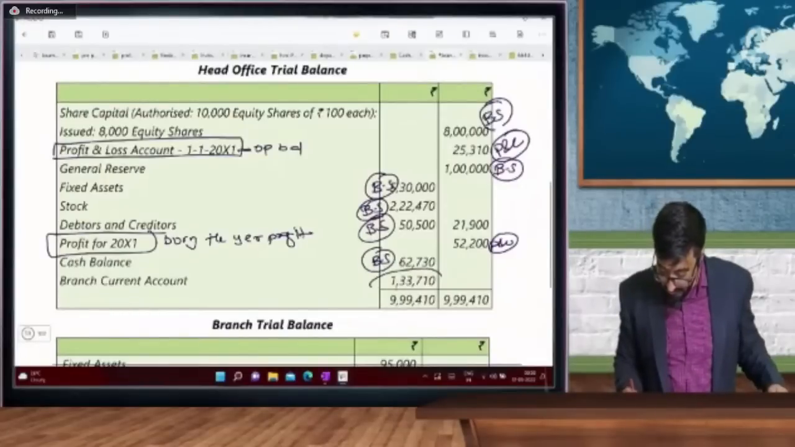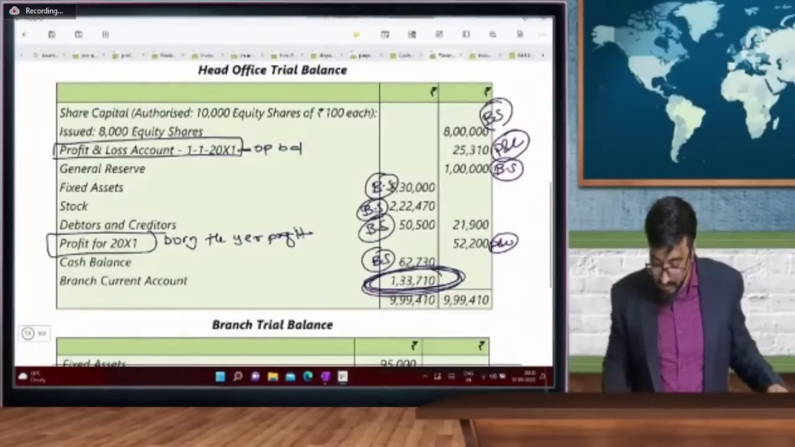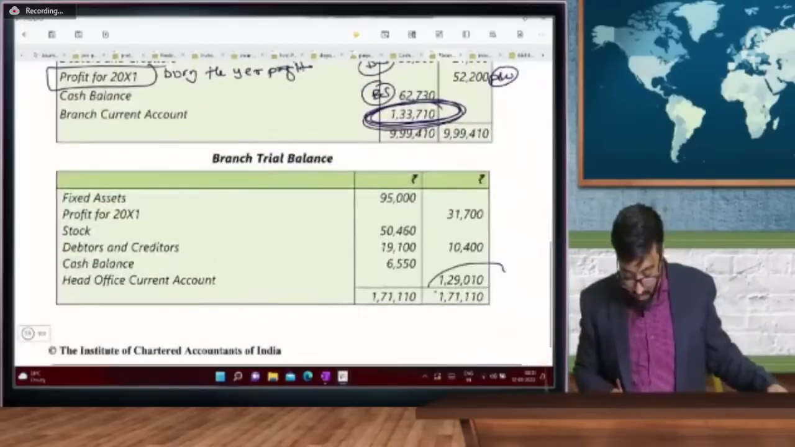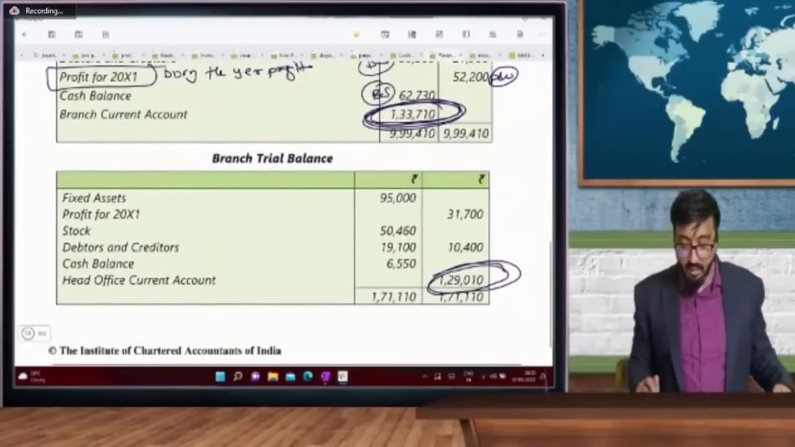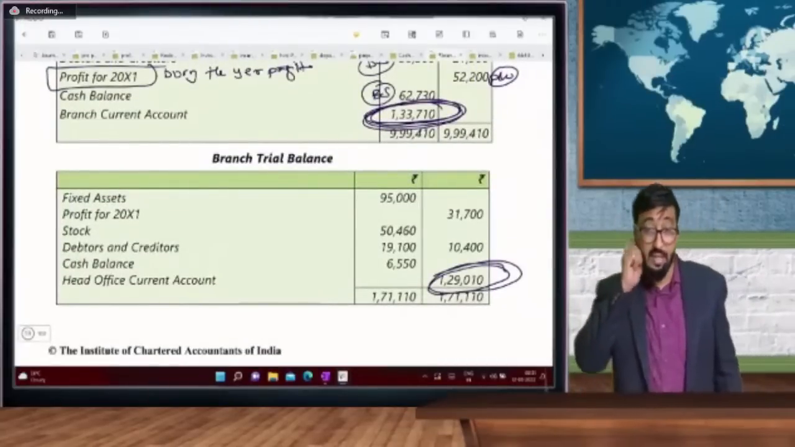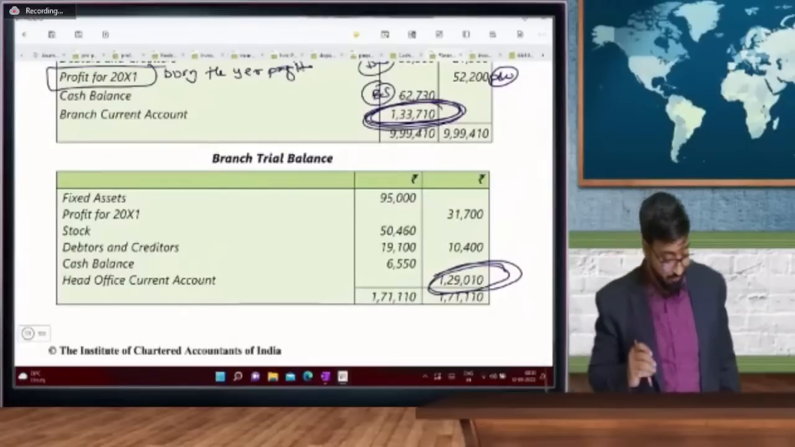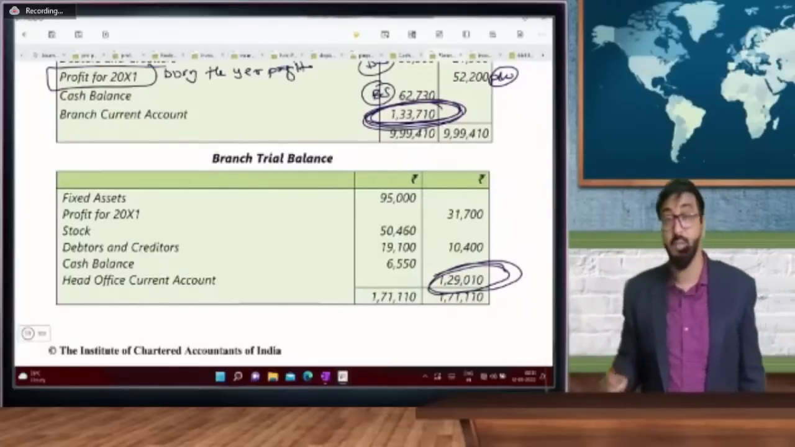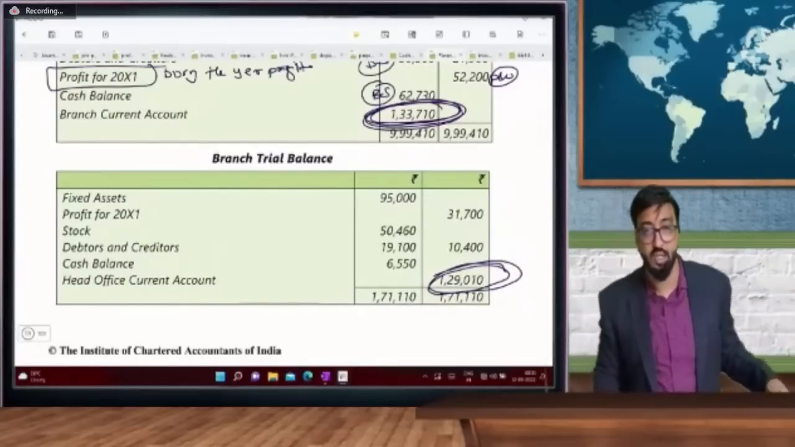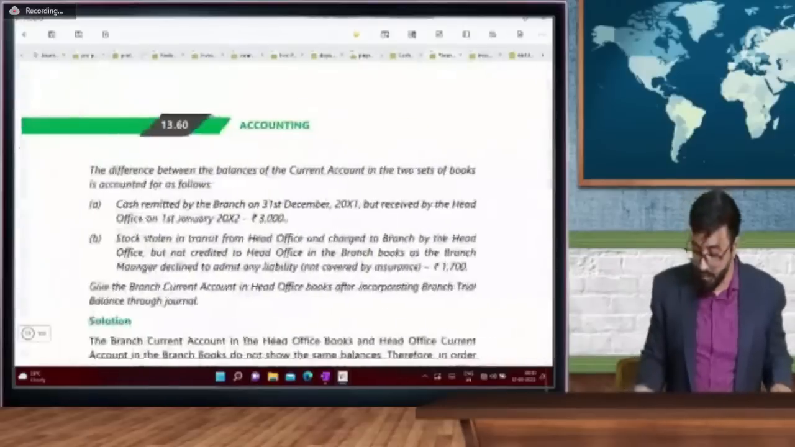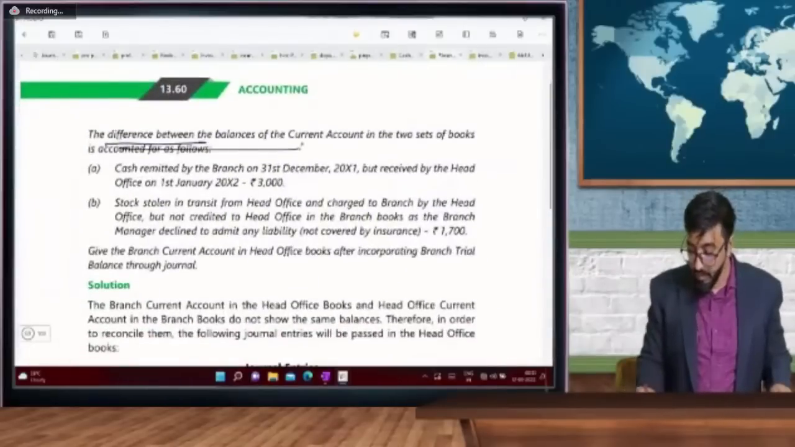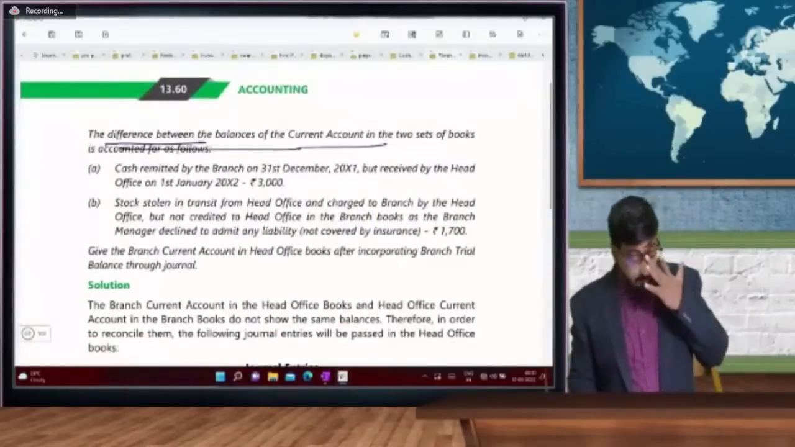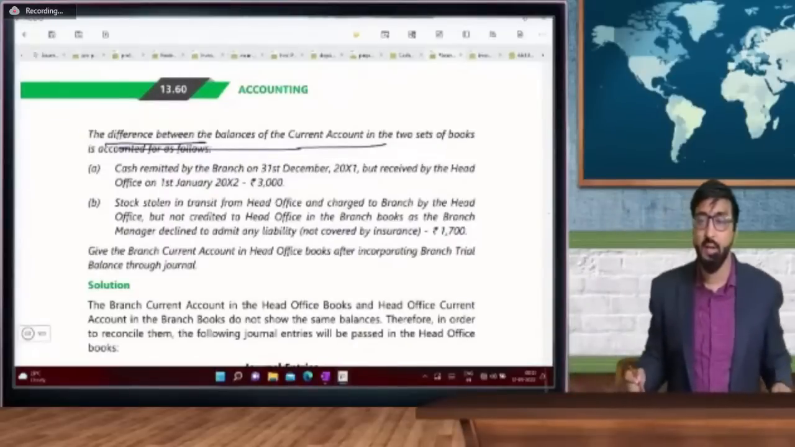Now see, 133,710 and 129,010. So inter-unit transaction, there is a mismatch. So we need reconciliation. We have to find out what the reasons are for the differences in the balances. Yes, now you tell me in the comment section, fatafat.